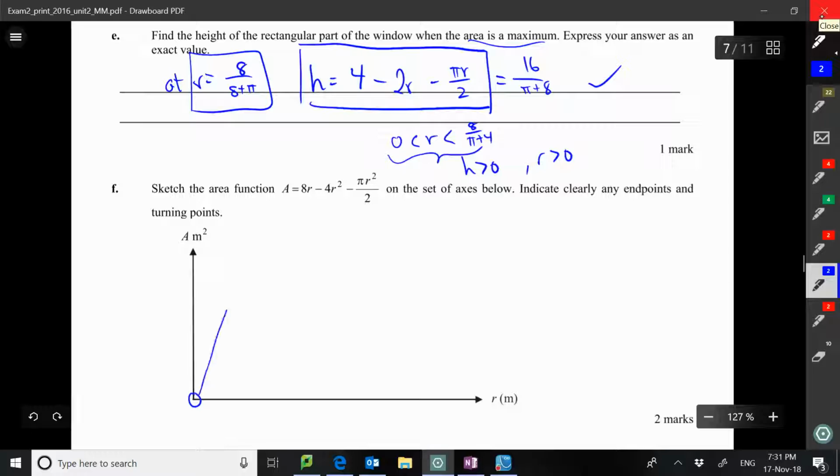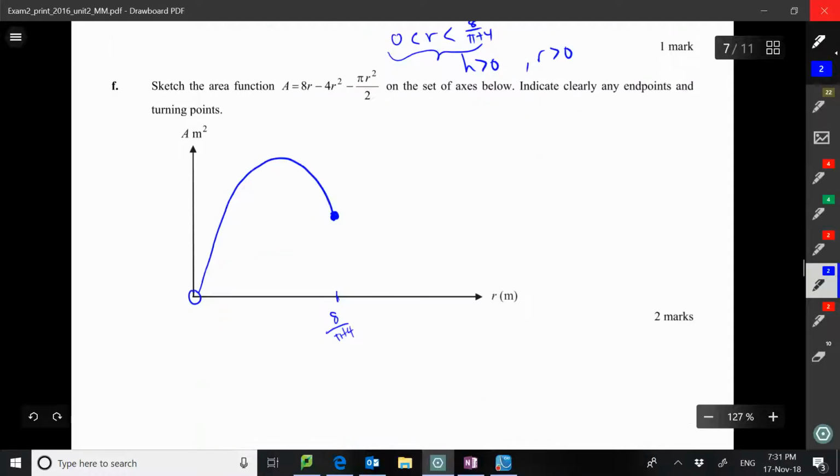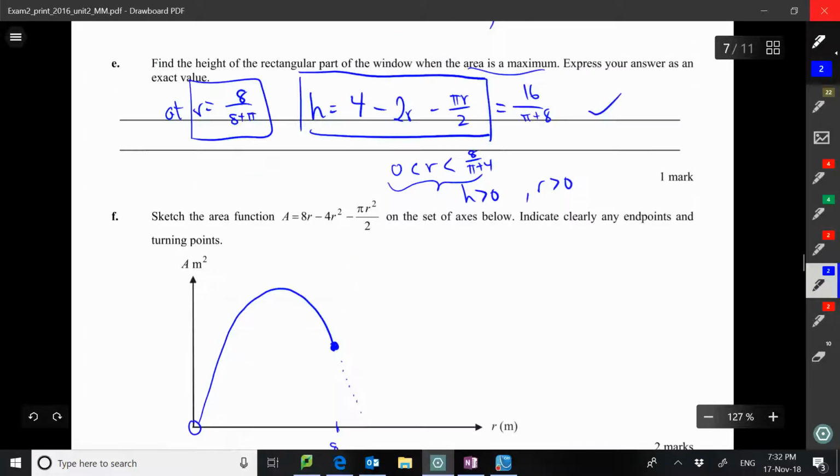So when I'm sketching it, remember it's going to be 0, it comes back up, and I need to know at 8 over pi plus 4 what the endpoint would be. Okay, so what is this endpoint? Now, remember, if I continue the graph, then it would have been at 16 over pi plus 8, but that can't work, because if that's going to work for r, then height would be negative. That's the problem. Okay, so I know it's a bit confusing there what I'm saying. It's more about this restriction here that I need you to focus on.